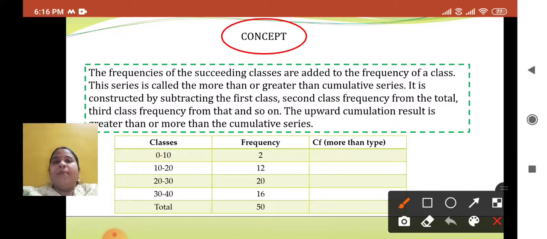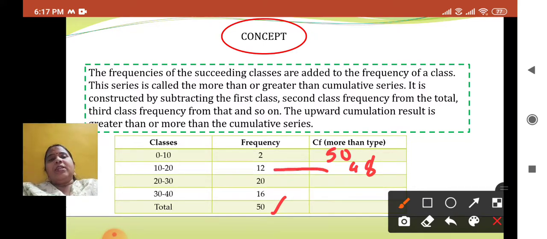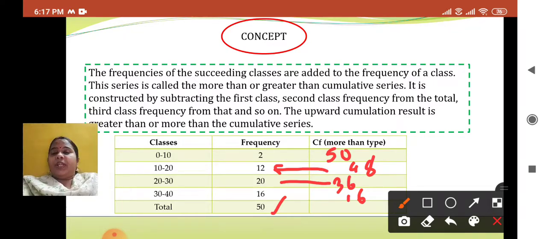Now how to prepare this column? Cumulative frequency more than type. For that, what I have told you, whatever is the total, that you need to write up here, the first value. Then you have to keep on subtracting it. So 50 minus 2, what will be my next value? 48. I hope you are understanding how I am getting this 48. Then 48 minus 12, this you have to subtract. How much? 48 minus 12 is 36. Correct? Then 36 minus 20, like this you have to subtract. 36 minus 20 is nothing but 16. This is the way CF more than type is found out. I hope the concept is clear.